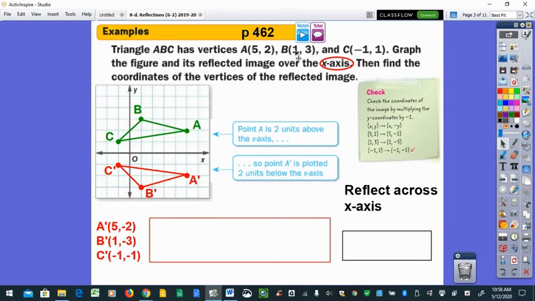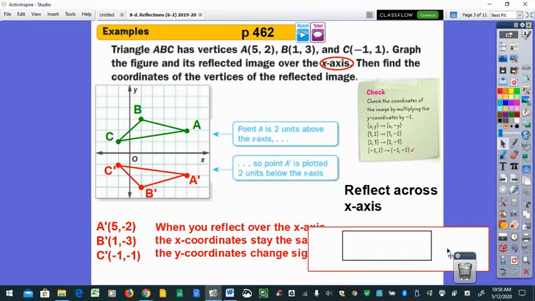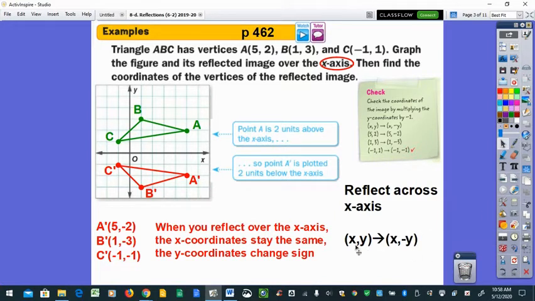The B, the x coordinate will stay the same and the y will change sign, so it'll become (1, -3). And same on C, the x will stay the same since that's the axis of reflection, the line of reflection. So the x coordinate stays the same and the y changes the sign. So when you reflect across the x, the x coordinates stay the same and the y coordinates change sign. And in shorthand, kind of like that translation notation, well, the reflection notation, we can see that the x coordinate stays the same and the y changes sign.